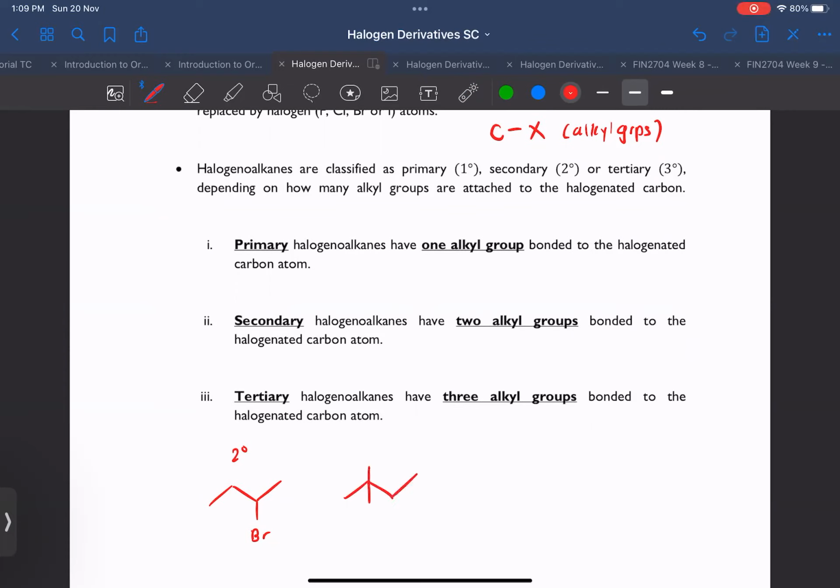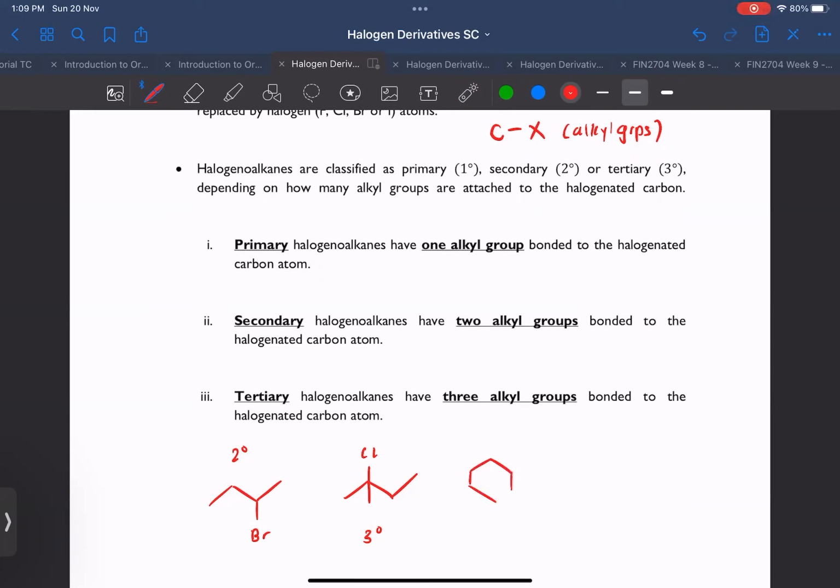Let me give you guys an example. Try to write down these examples also, because you will see all these molecules quite commonly. So this is clearly a tertiary halogenoalkane, because this carbon here has 1, 2, 3 alkyl groups bonded to it. Maybe for the first time you are seeing this right now, not very used to it yet, but eventually you will get used to it. Just take note of a few more examples.